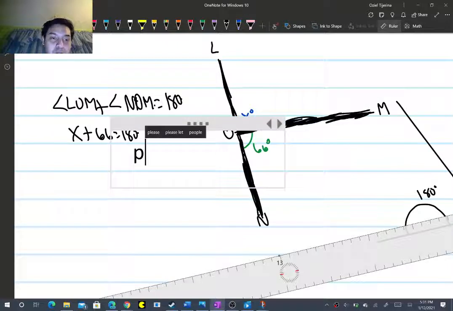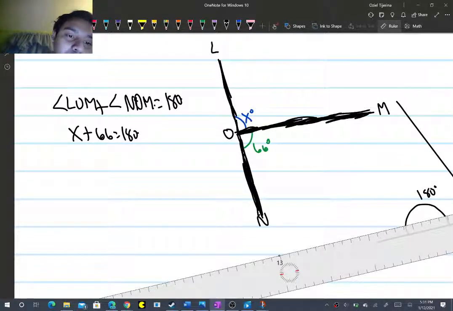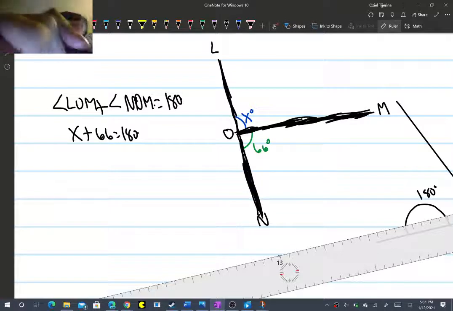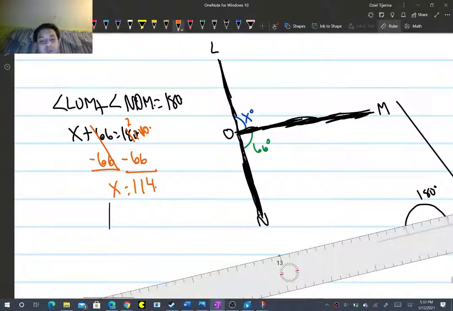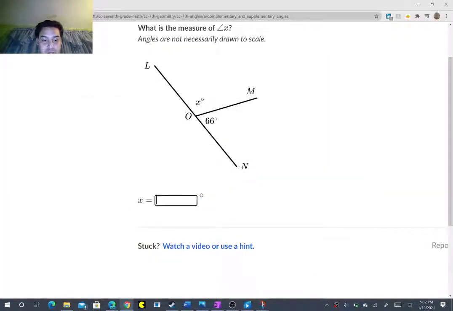Okay, so solving for x, we subtract 66 on both sides. We get 180 minus 66, which is 114 equals x. Okay, so this one would be 114.